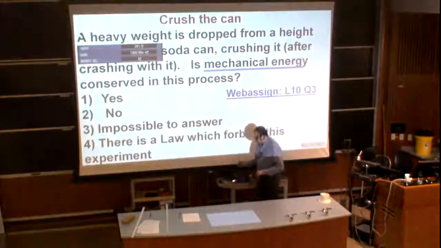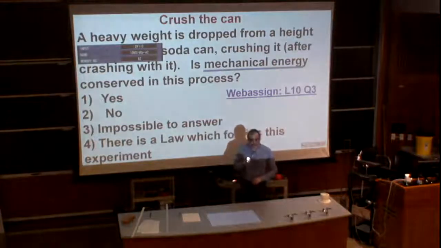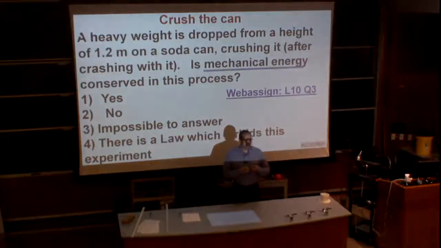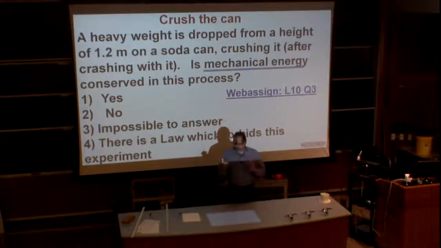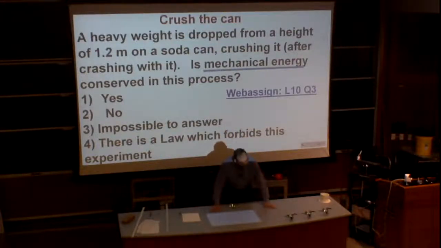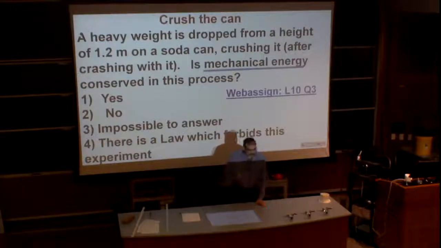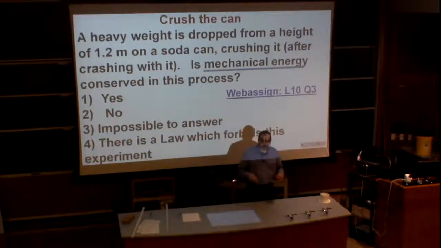Not much, but still a little. What does crashing mean? Crashing means that different parts of this object, of this can, when they move together, touch each other and they move relative to each other. And when objects move, surface on surface, what force is acting? Friction. There is internal friction, not big, but still. And that means mechanical energy is changed by work done by friction.